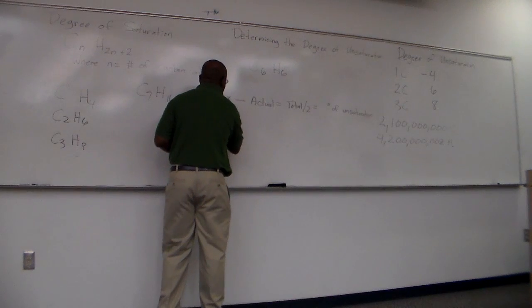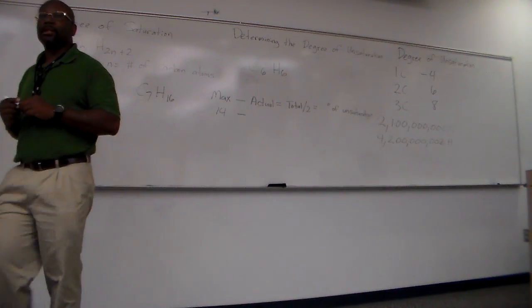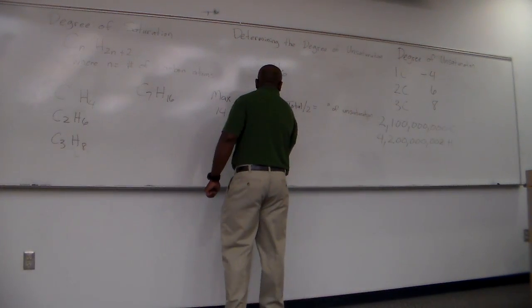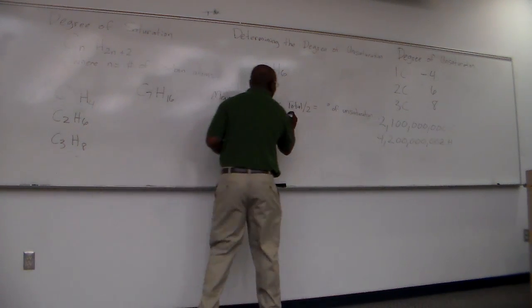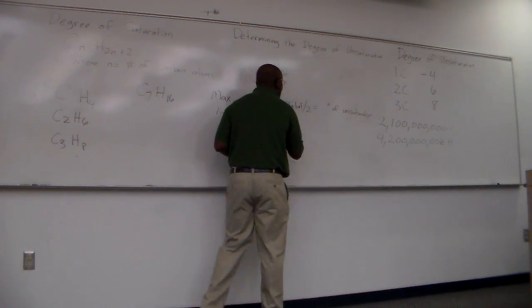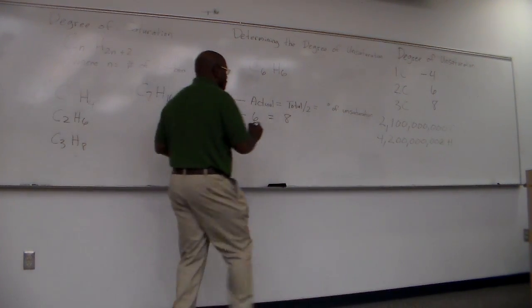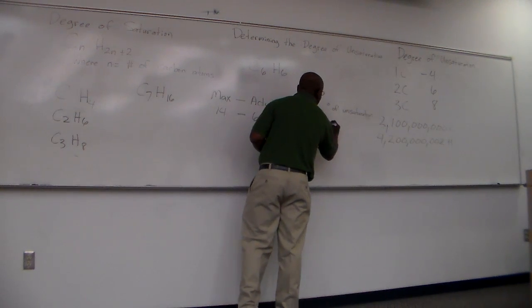14. Minus the actual hydrogen atoms we have in our molecule, which is 6. 14 minus 6 gives us 8. 8 is our total, and we divide the total by 2. That gives us 4 degrees of unsaturation.